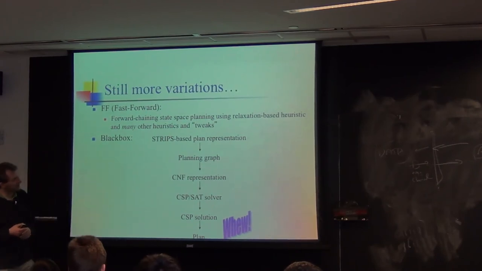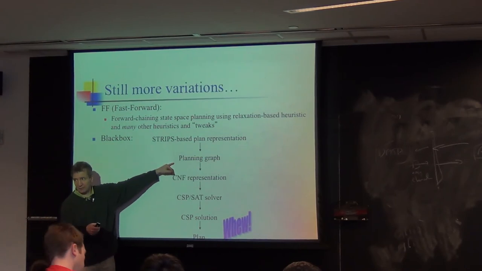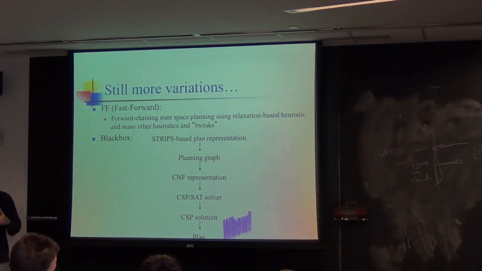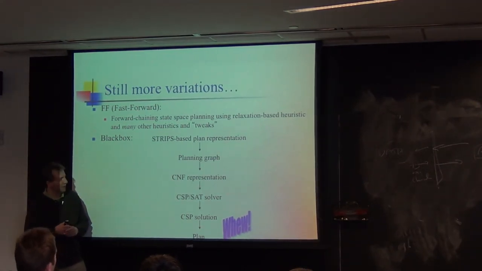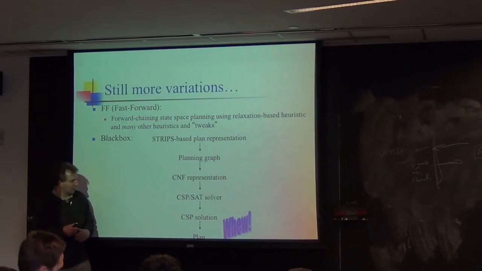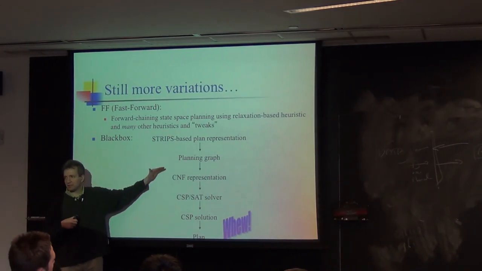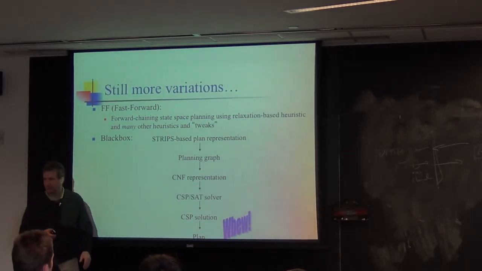Another one was Blackbox. Blackbox was sort of this STRIPS-based plan representation that we saw on Monday, and it generates again the planning graph that we just looked at. And then it has this kind of conjunctive normal form representation where we see all the possible sets of actions it can do at each time. And then it assigned variables to these things and tried to use a CSP or a SAT solver to solve this. So this is sort of a hybrid approach, using the planning graph to set up the variables. Once you have the variables, delimit those ranges and values, and then use a SAT solver to solve it.